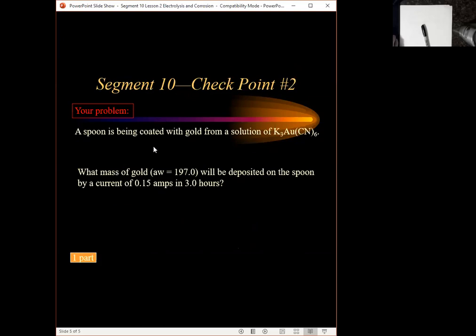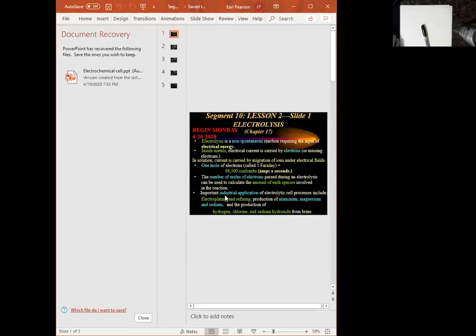Okay, here's a checkpoint for you on this. A spoon is being coated with gold from a solution of potassium hexacyanoaurate. What mass of gold?